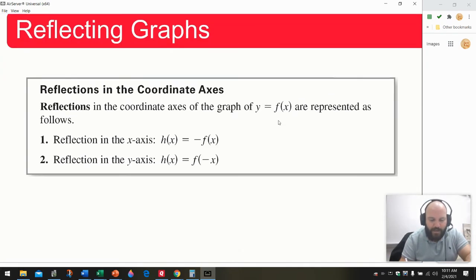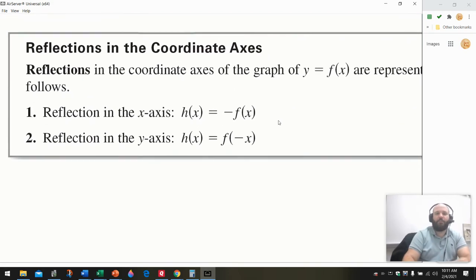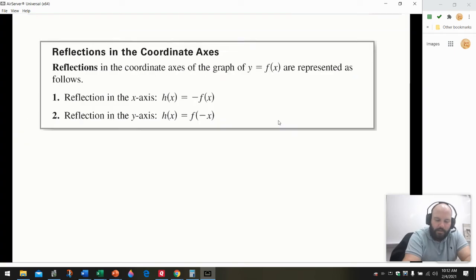So this box kind of quantifies my explanation. What it's showing you is that a reflection about the x, which means you're spinning on the x-axis, happens if the negative is on the outside. If the negative is on the inside, it's a reflection about the y, which is spinning you this way on the y-axis. So you can see it's a simple concept, but it's really, really easy to get the two mixed up in your head.